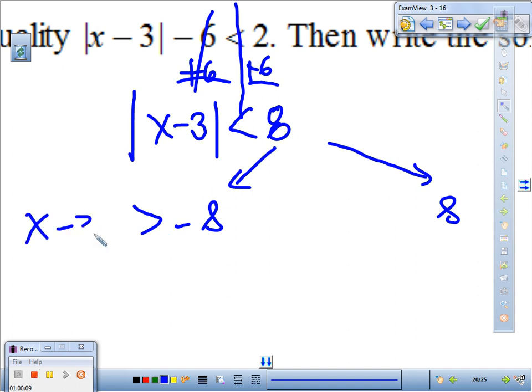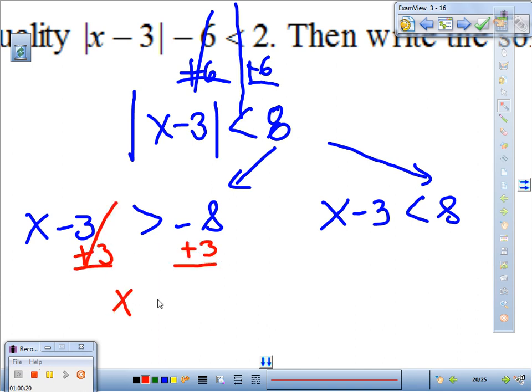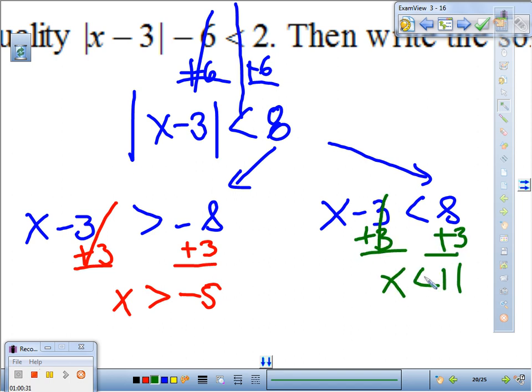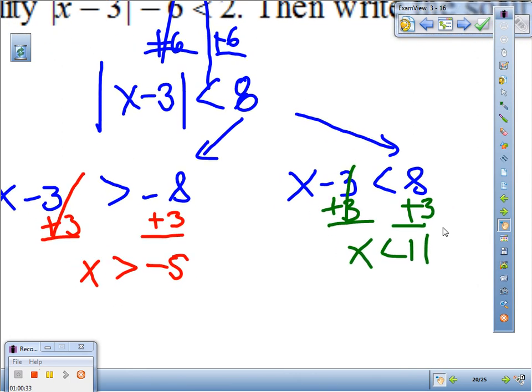X minus 3. This one stays the same. X minus 3. Let's solve. I'm going to do this one in red. Plus 3 plus 3. We're left with x greater than negative 5. I'm going to switch to green. Plus 3 plus 3. X less than 11. Hands if you got that.